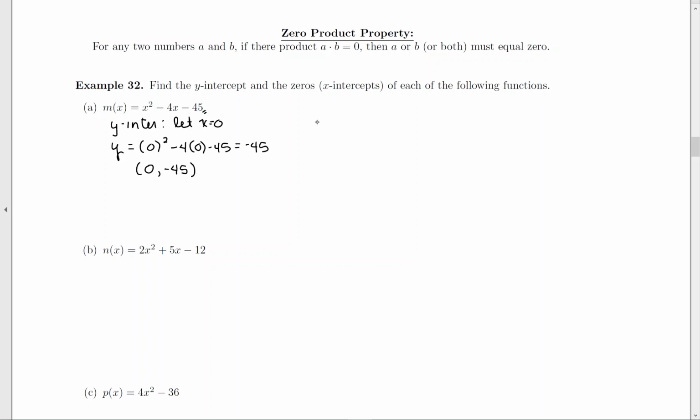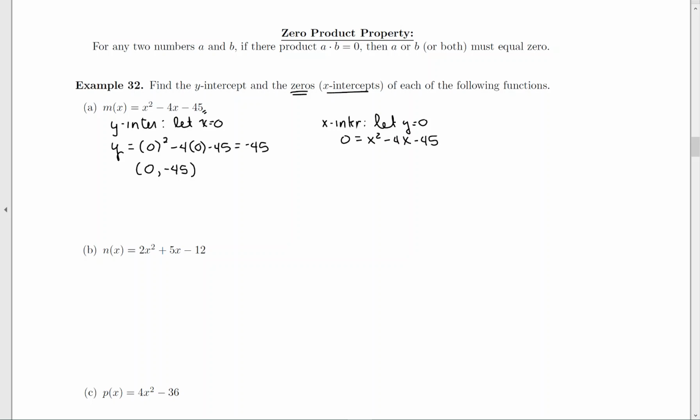To find the x-intercept, or the zeros of the function, same thing, x-intercept, zeros, you let y equal 0. Now this one takes a little more algebra than arithmetic. So if I let y equal 0, or m of x in this case, I have 0 equals x squared minus 4x minus 45. To solve for x, we're going to factor this.